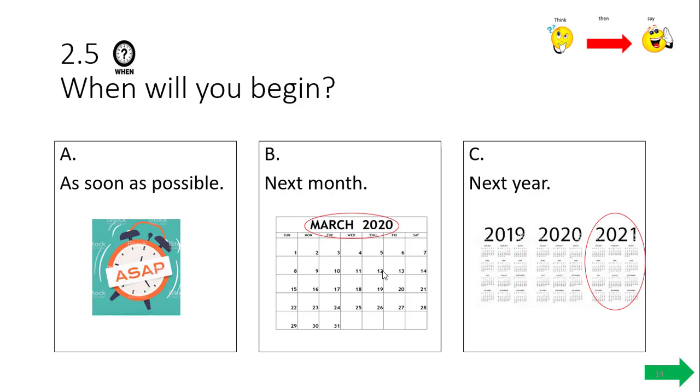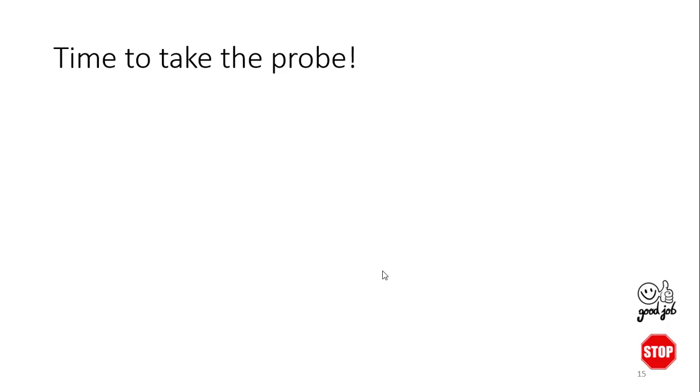So when will you begin? A, as soon as possible. B, next month. Or C, next year. Isaiah, think about your answer. Make your selection now. Remember we said A, as soon as possible, pointing to A. You're beginning this week. All right, it's time to take the probe.